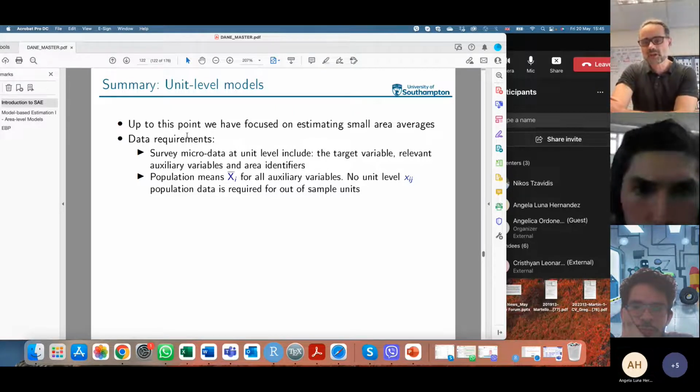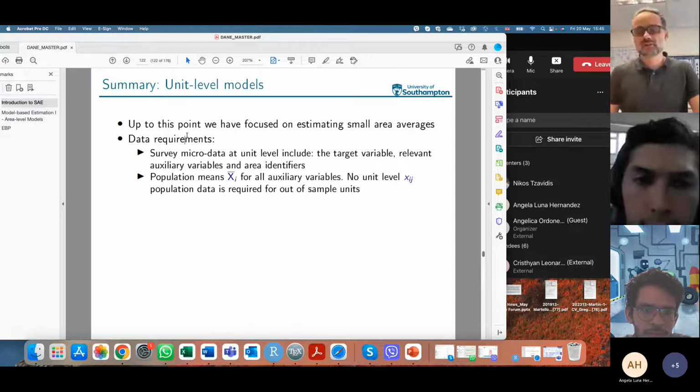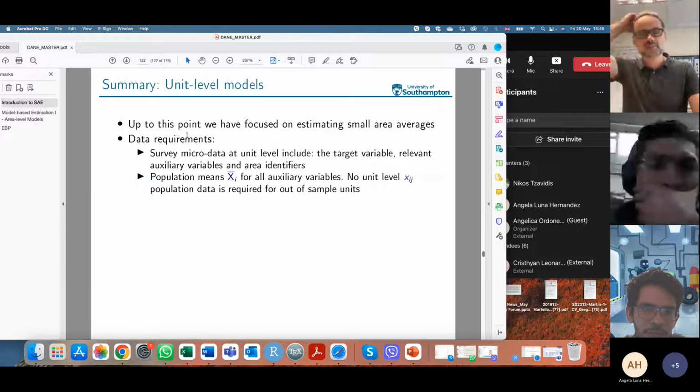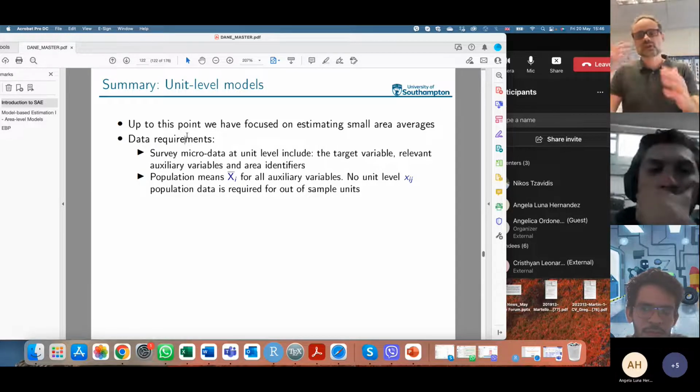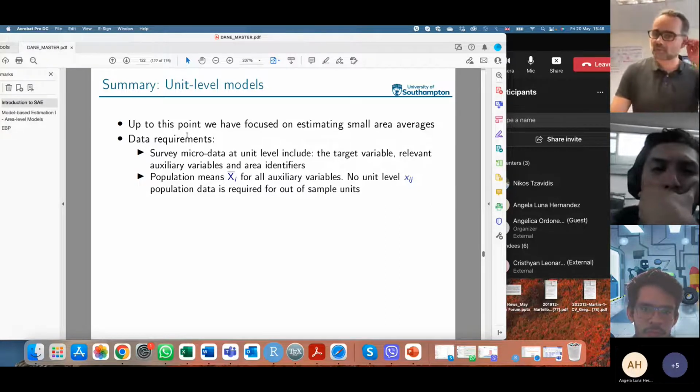You need survey microdata at unit level that include the target variable y and relevant auxiliary information variables x, hopefully predictive of y, otherwise it will not be very helpful. And you also need the area identifiers, because you need to know where to specify the random effect. Sometimes you come across data providers that say, we can give you survey data, but we cannot give you the area identifier. And that will not be very helpful.